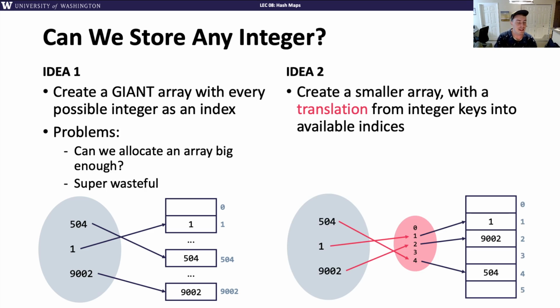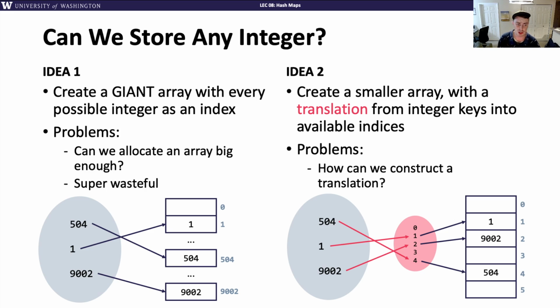So our second idea is to create a smaller array. Now, if we're going to make this array smaller, there's not going to be an index for every possible key. So now we're going to need some kind of translation from the integer keys that the client is going to be thinking about, 504, 1, and 9002, and we need to somehow translate that to an internal index that we can then quickly access. The pretty clear problem here, though, is how would I come up with such a translation? How can I make a translation that works for any possible integer key to take me to an index?